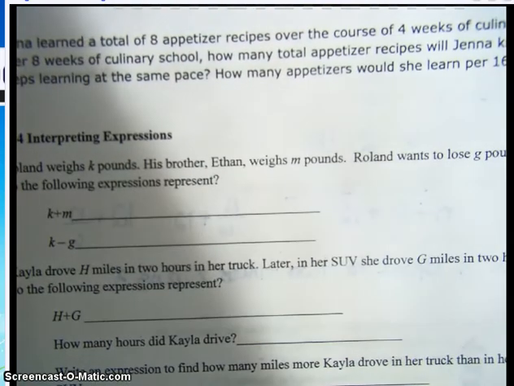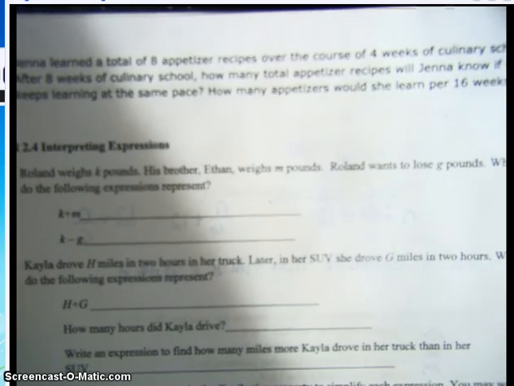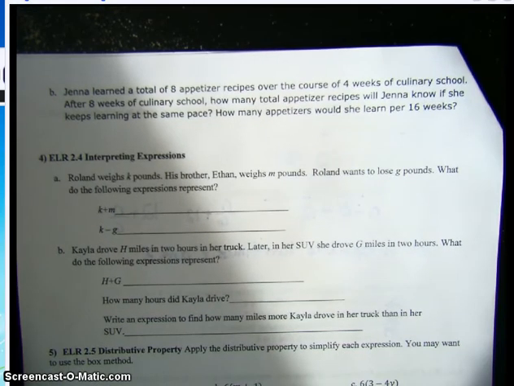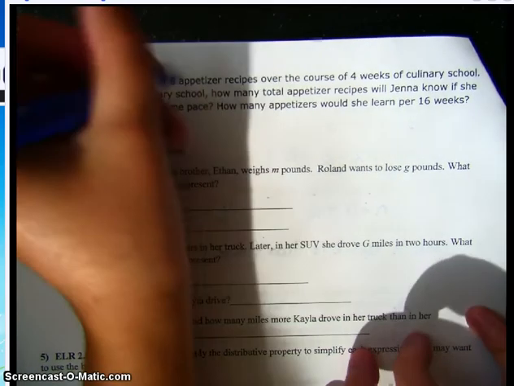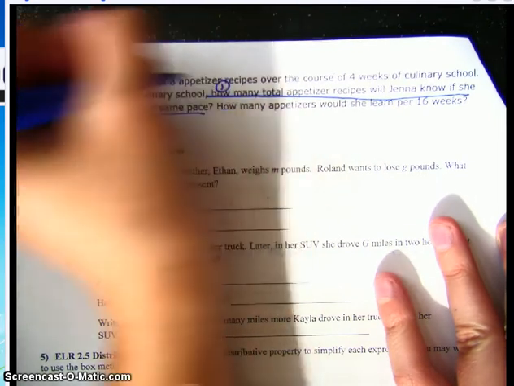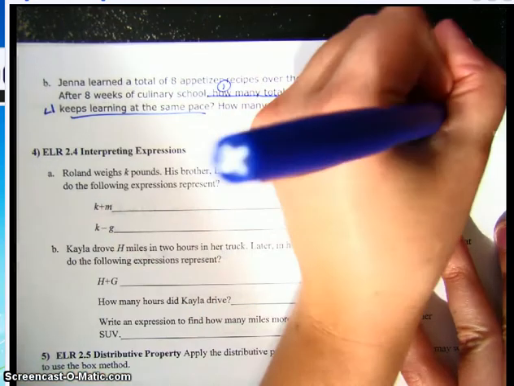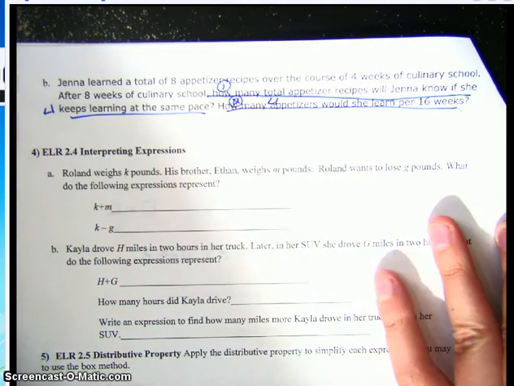Okay, let's check out B. So, Jenna learned a total of 8 appetizer recipes over the course of 4 weeks of culinary school. After 8 weeks of culinary school, how many total appetizers will she know if she's learning at the same pace, and how many appetizers would she learn per 16 weeks? So I'm going to underline the first question. I'm going to say that's level 1. How many for 16 weeks? I'm going to say that's question 2, and that's level 1 as well.